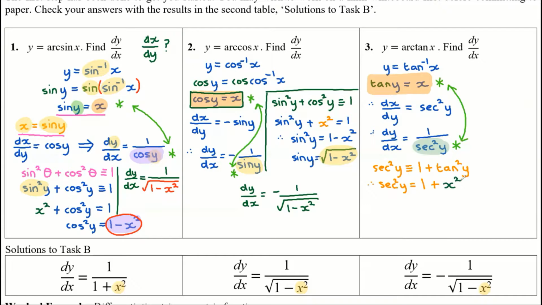Okay, making the substitution, we've now got our answer. So all of that on the right hand side can now replace the green starred part that I've just labeled. So final answer, dy by dx is going to equal 1 over 1 plus x squared. No square root this time. Okay, so those are the derivatives of the inverse trigonometric functions.